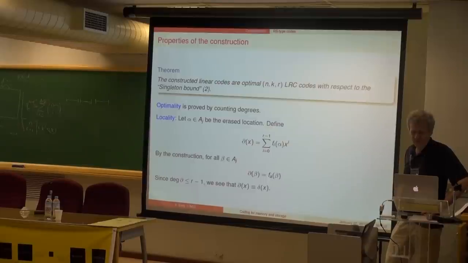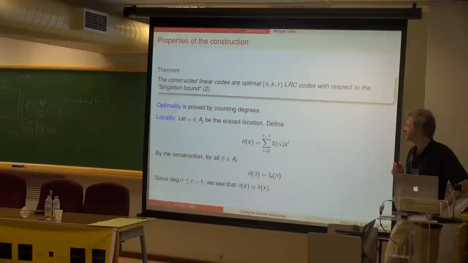The main claim about this construction is as follows. The codes are singleton optimal, length n, dimension k, locality r. So this seems to be a reasonable extension of Reed-Solomon codes. Optimality is easy because the encoding polynomials have a basis of different degrees, so we count the dimension of this space of polynomials, the mapping is linear, and the distance is computed by counting degrees because the polynomial cannot have too many zeros. So optimality is proved by counting.